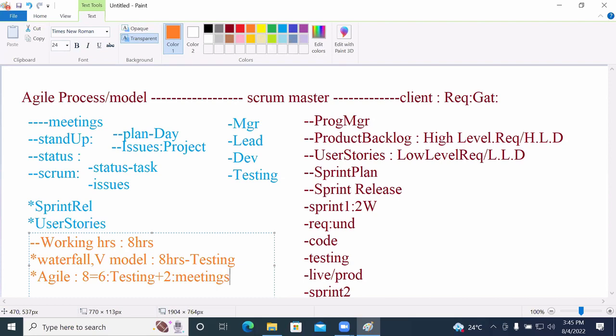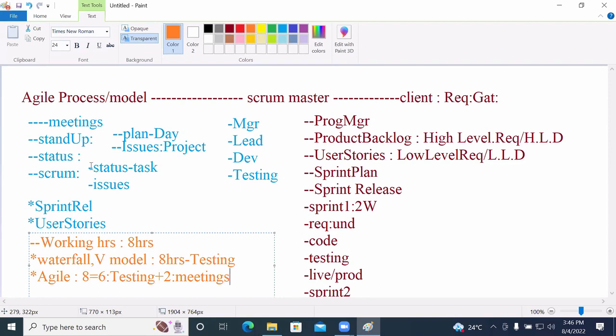Project related meetings, not cafeteria meetings here. Because of Agile, working for 6 hours, 2 hours are taken by meetings, not in the cafeteria. It is related to the project. Because as part of Agile, you need to attend stand-up meetings, status meetings, scrum meetings, team meetings, project related meetings, manager related meetings. N number of meetings will be there. Definitely, you need to spend time attending the meetings also.